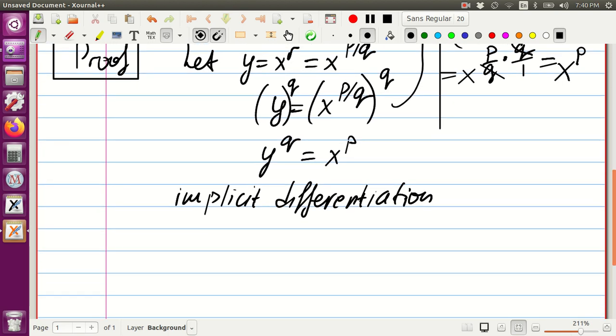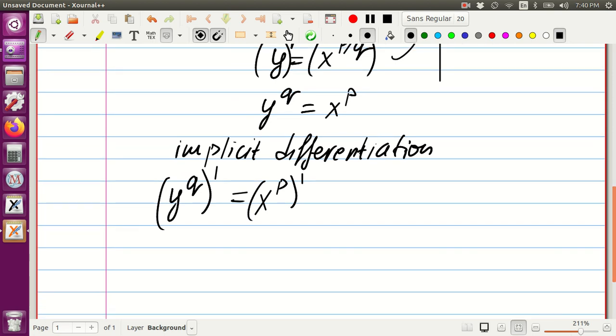Let's try to do that. So we'll take derivative on the left side and we're going to take derivative on the right side. What does it mean for us? For us that means power rule we can apply. So q goes down, then we have y to the q minus 1 times the derivative of y according to the chain rule. But on the right side, p goes down, then we have x to the p minus 1.